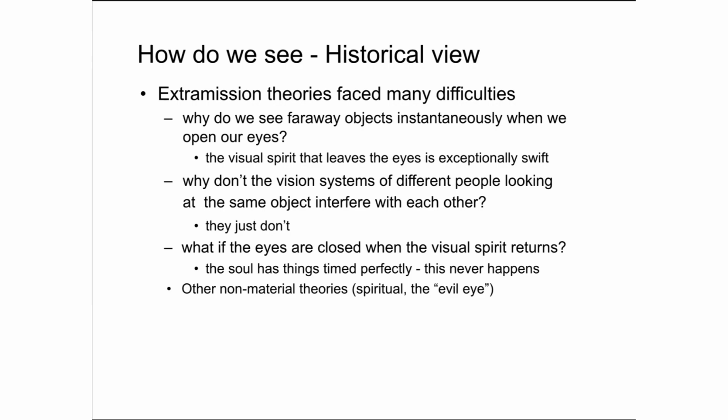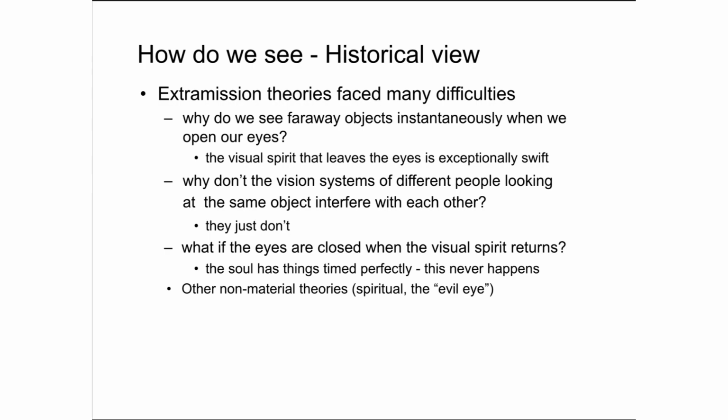If we have to emit light, and if that light has to be reflected back to our eyes, then there should be some kind of latency, right? But the reality in our vision system is not like that, because when we open our eyes, we instantly see something. The reason given by the extramission theorists is that the visual speed that leaves the eyes is exceptionally swift. So they advocate for the exceptional swiftness of our vision system.